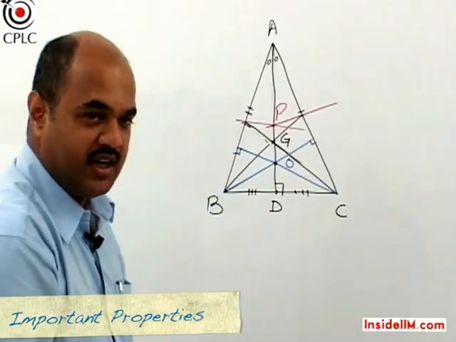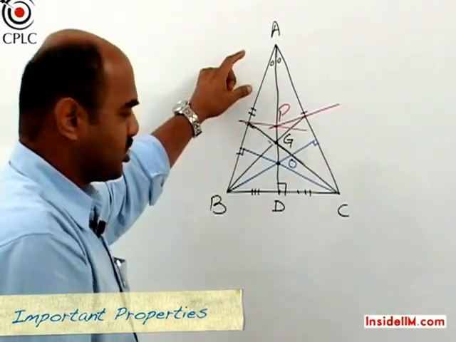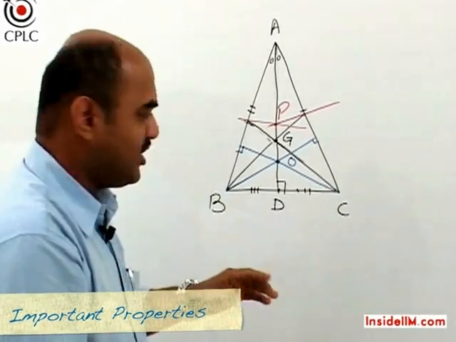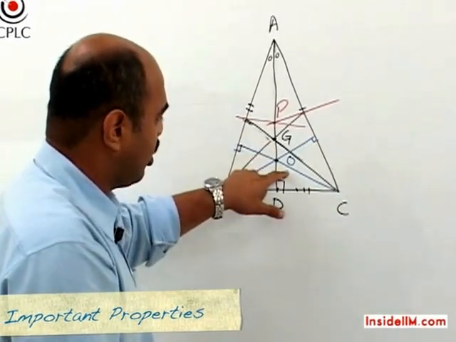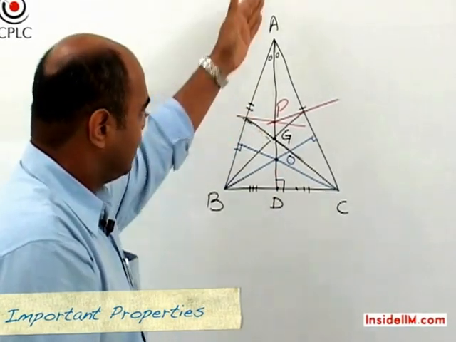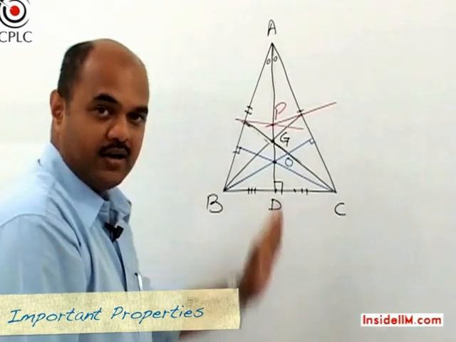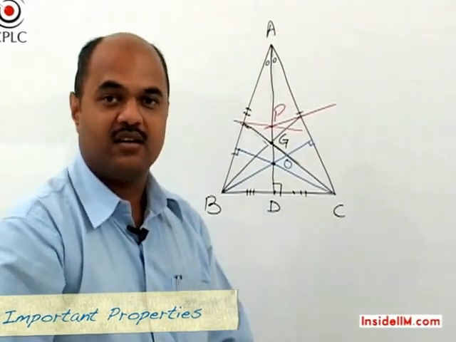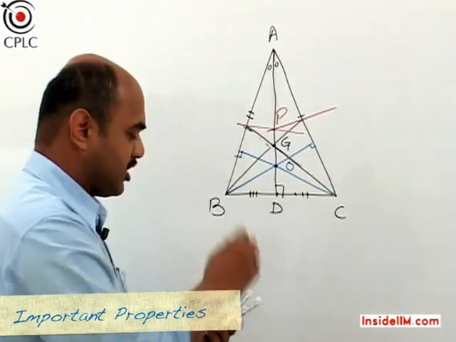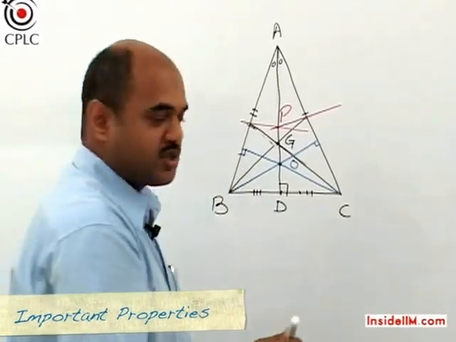Essentially what we are trying to say is that in an isosceles triangle, the 4 points that we learned recently, which are the centroid, the orthocenter, the incenter and the circumcenter, will lie on one straight line, which means that these 4 points will be collinear. This is with respect to the isosceles triangle.